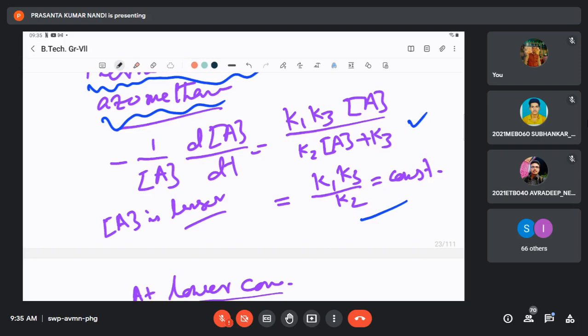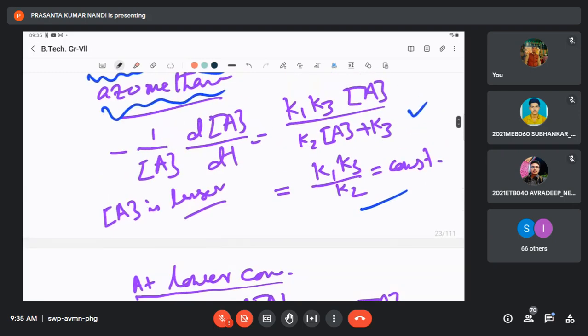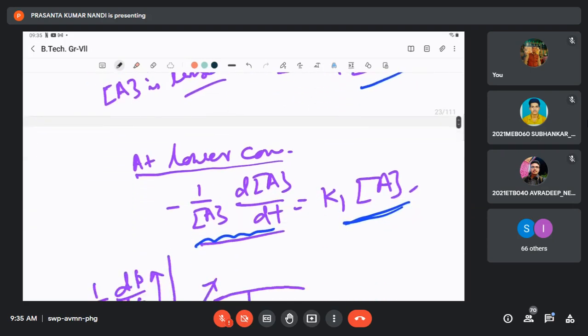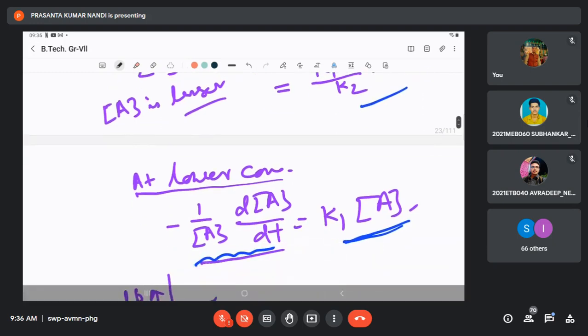Now we see what happens at lower concentration. When A is small, we can ignore the k2A factor in the denominator. And naturally the concentration dependence becomes this. So if you write the rate equation in this form, there is nothing else. The same thing we have written in this form.